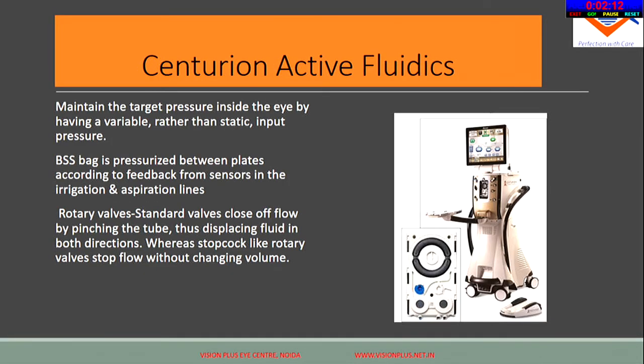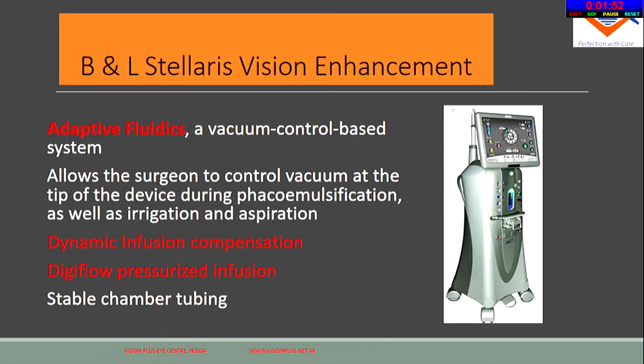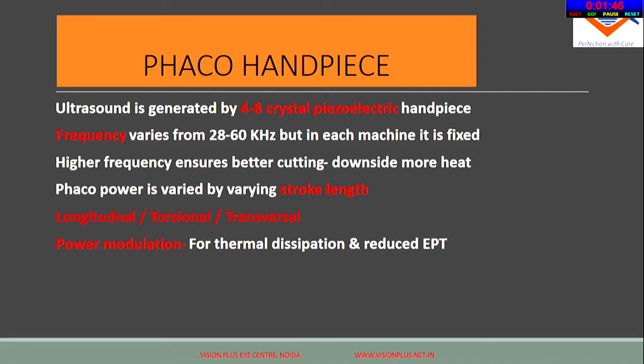Now, some of the machines like the Centurion have the active fluidics. As I told you, you have the pressurized BSS. You have special valves which help to prevent the change in volume of the fluid. The AMO Signature has the fusion fluidics where you have the peristaltic and VENTURI system. And the Stellaris platform has the adaptive fluidics. So different machines have different features which we need to understand.